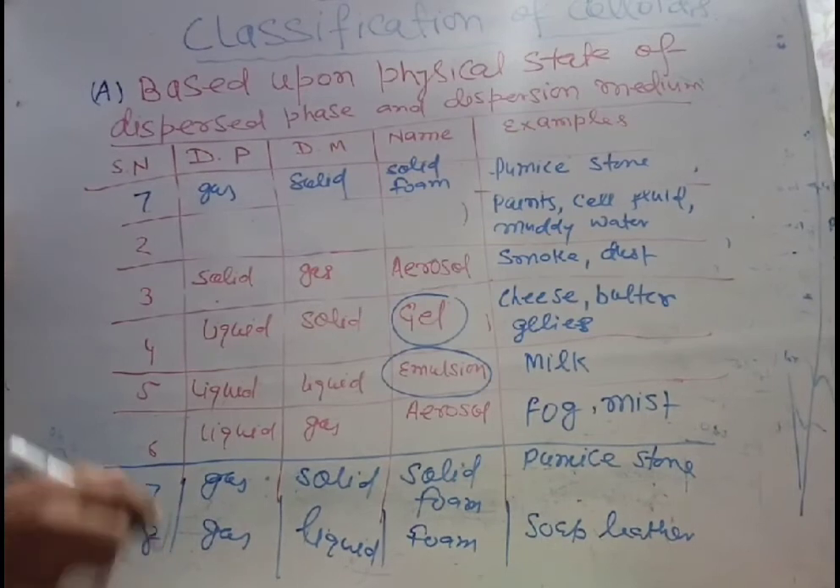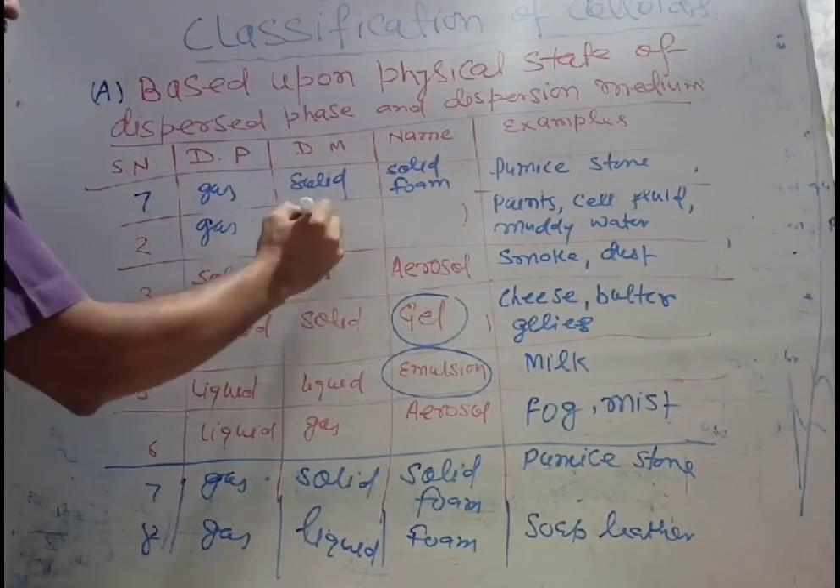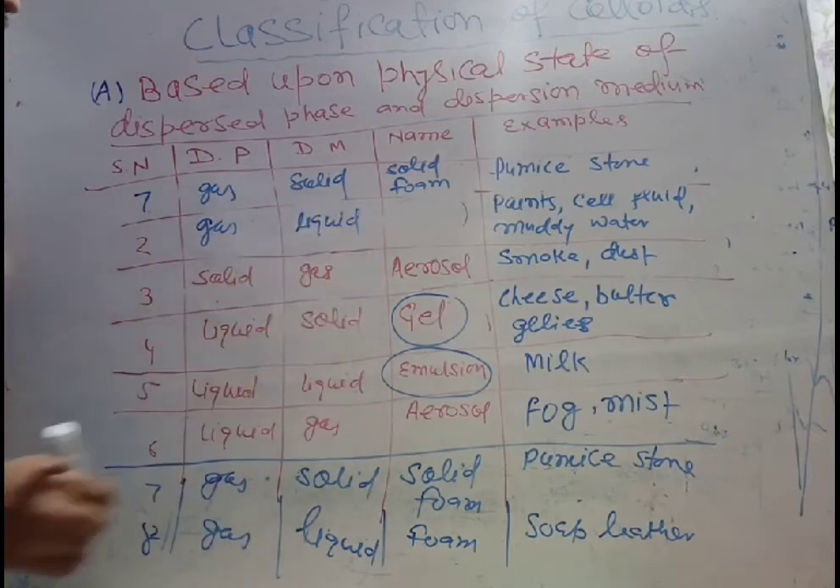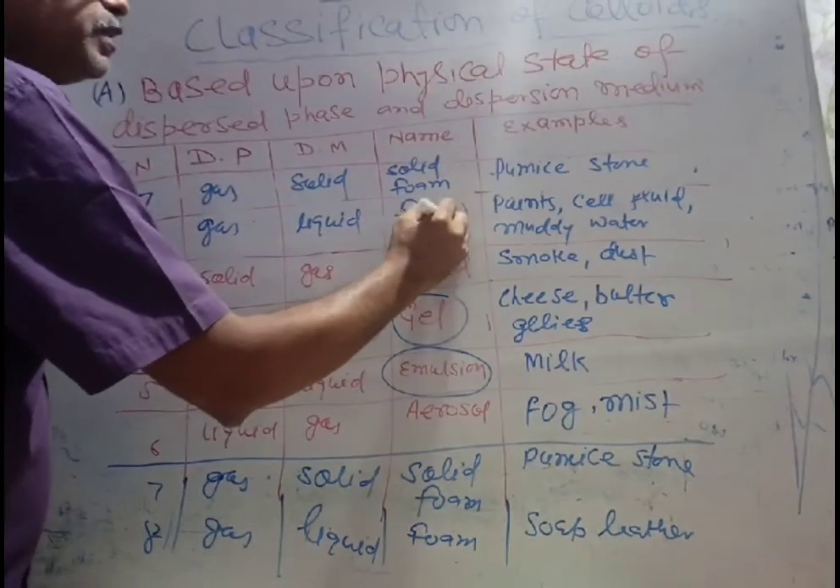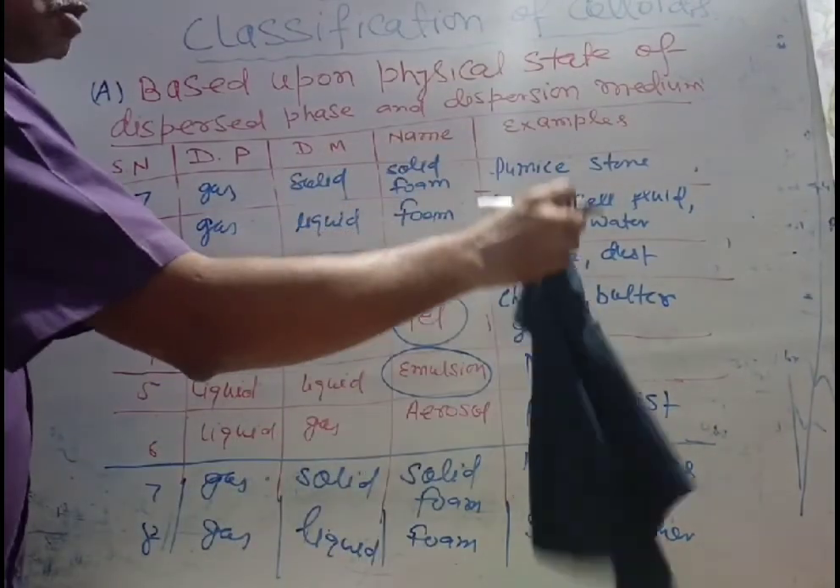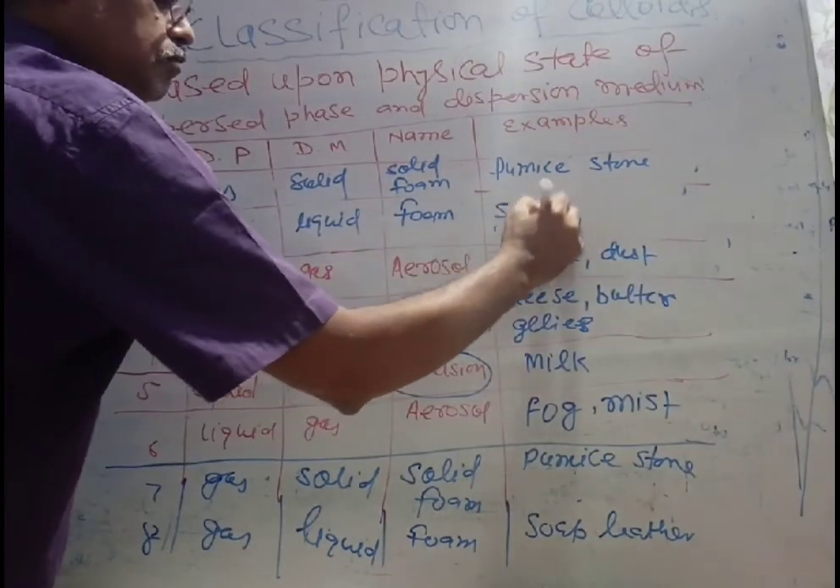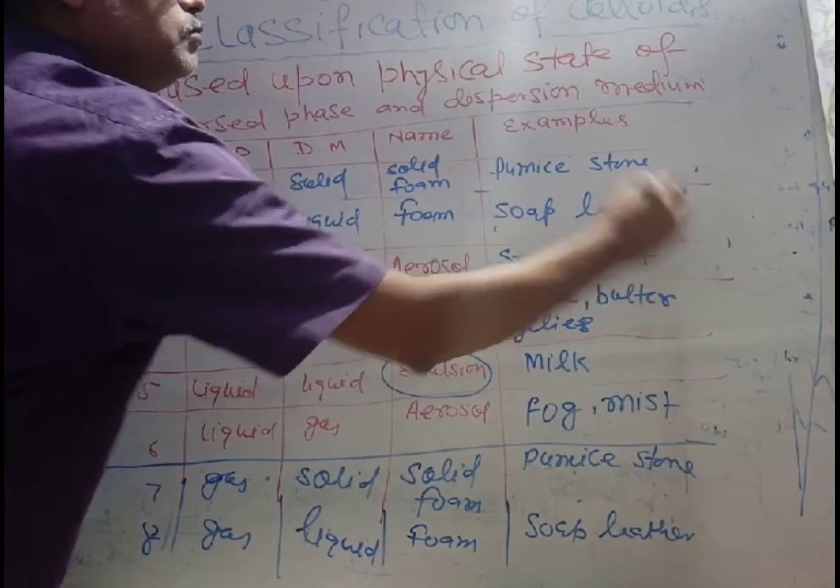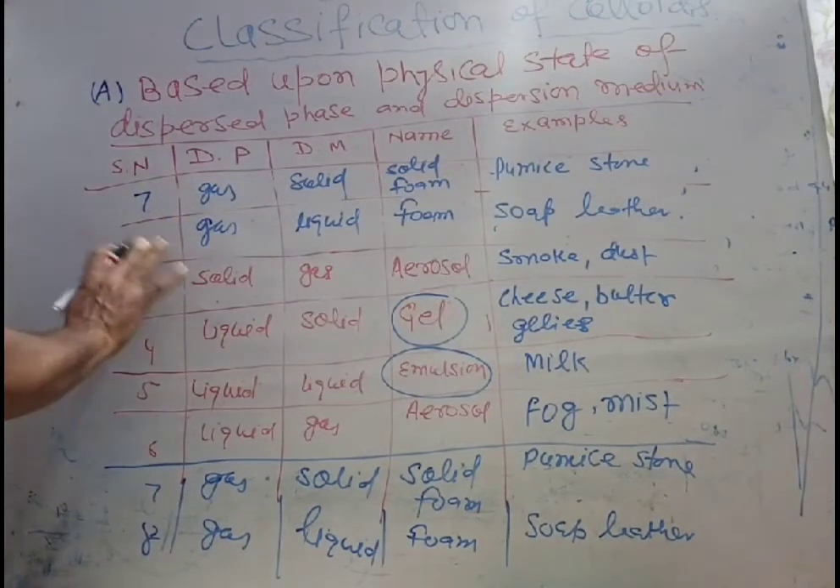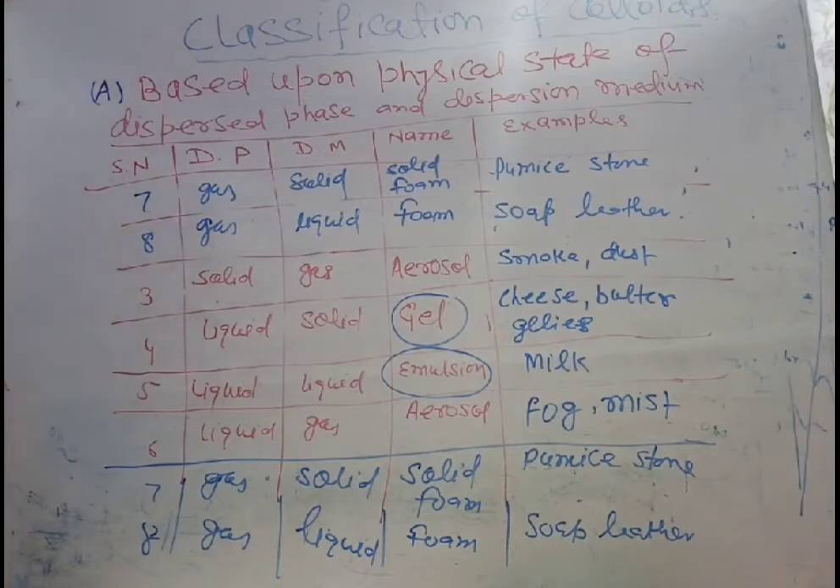Right. Now, gas dispersed in liquid. It is only known as foam. And the example of foam is soap lather. Froth of soap. Soap lather. Okay. So there are total 8 types of colloidal solution, in which sol, that is solid dispersed in liquid, second, gel, that is liquid dispersed in solid, and liquid dispersed in liquid, that is emulsion, are very important.